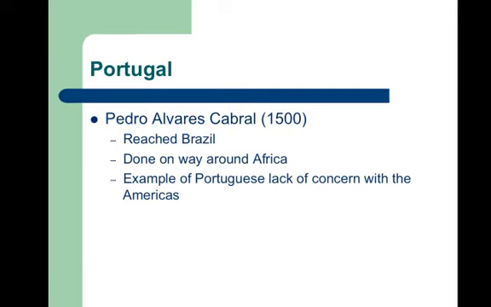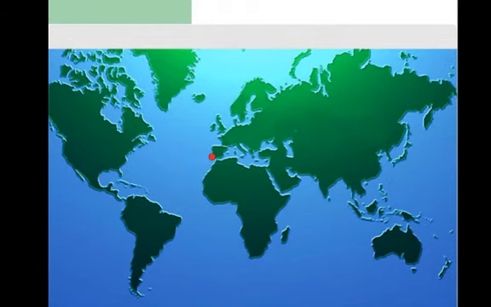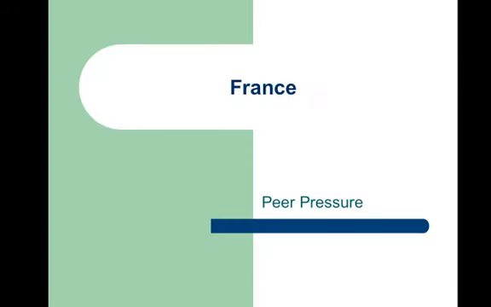Pedro Alvarez Cabral in 1500 reached Brazil on his way around Africa, but he just kept going, and nobody really went back and did a whole lot with it. Now, Portugal will later on come back, but not in the real soon, not in the immediate future. And that's one thing about Portugal. They just kind of let these things go, and they weren't as concerned with trying to expand their empire tremendously. And that's one thing that kind of limits their power. So here's Pedro Alvarez Cabral, kind of hits the tip of Brazil, then continues on. And that's really the only place they explore in the Americas.